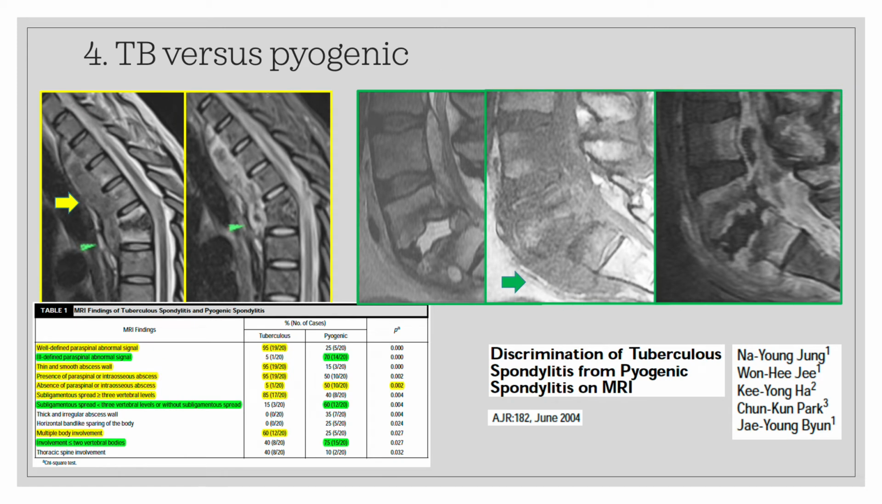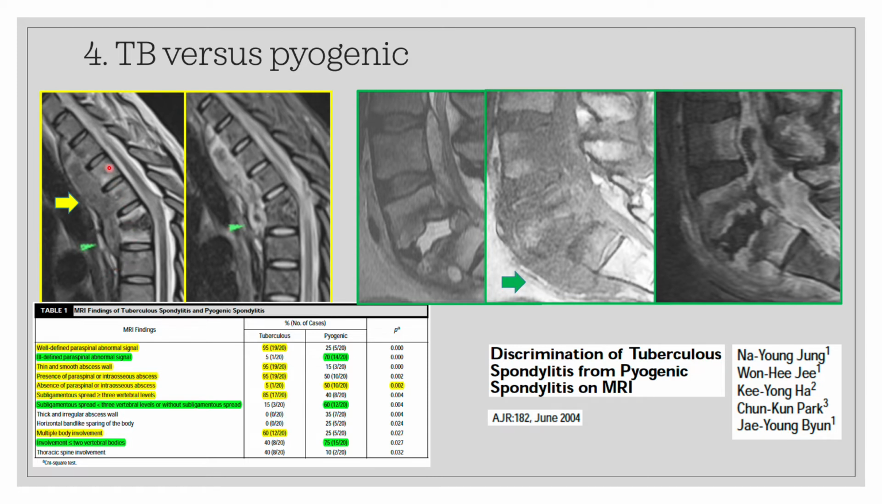The next issue that we come to deal with is TB versus pyogenic. And this is an important factor where we look at things which we come to in practice. The important things to remember here are that if we see multiple vertebral body involvement, then that's more likely TB. If we see a smooth, well-defined paravertebral collection, that tends to be TB. And if we see subligamentous extension of disease over multiple levels, then that tends to be TB.